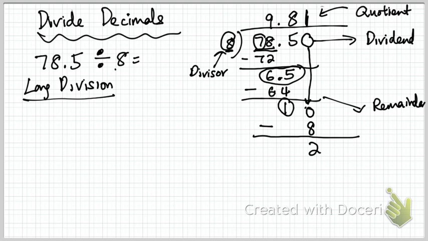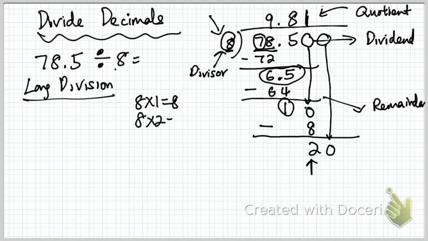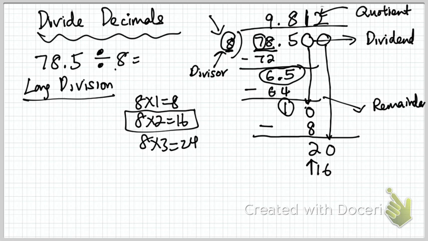And again, the problem exists again. This is still too small. So I'll bring another 0 right down. Now, the question is, how many 8s go into 20? That's not too bad, because I know that 2 of my 8s can go into 20, because 8 times 1 is 8, 8 times 2 is 16, 8 times 3 is 24. So we're looking at this one, which is closest to 20. I'm going to put a 2 here, and this is going to give me 16.